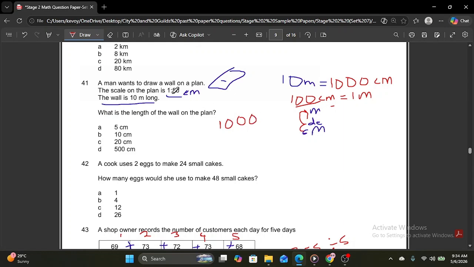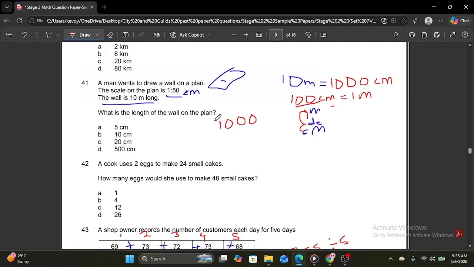And we'll divide by 50 because the scale is 1 to 50. What is the length of the wall on the plan? So if the actual length of the wall is 1,000 centimeters, what is that on the paper? Because it is 1 to 50, normally we would multiply 1 by 50 centimeters. So 1 centimeter on the paper would mean 50 centimeters on the actual wall.